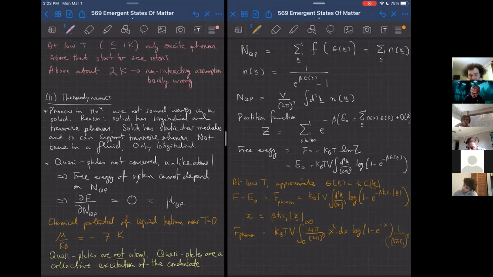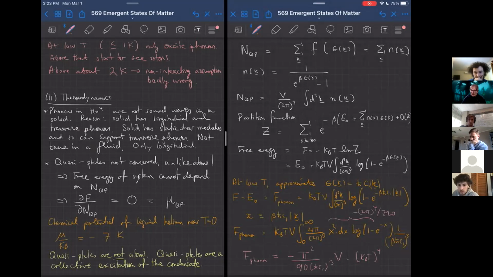And this integral is easy to do. You can just look it up. So the integral is just minus 2 pi to the 4th over 720. Some of you will know how to do that by contour integration. And so finally what we end up with, and this is where we'll end today, is that the free energy for phonons is just minus pi squared over 90 (h bar c_1)^3 times the volume of the system times (k_B T) to the 4th power.